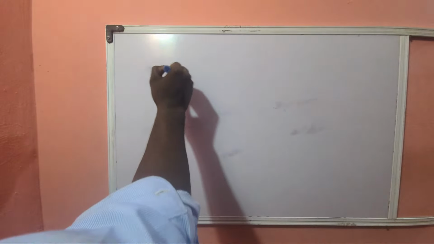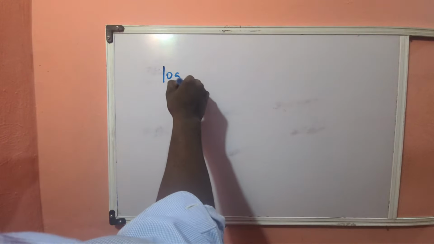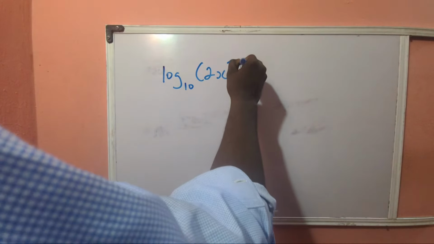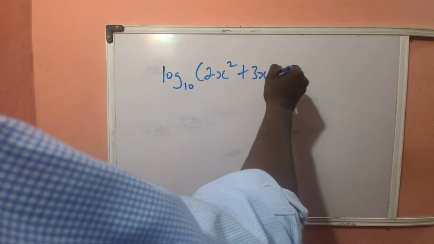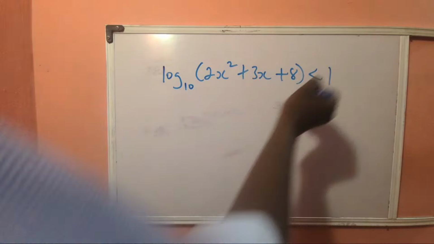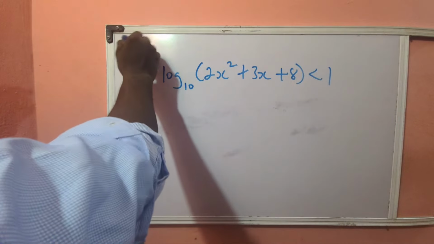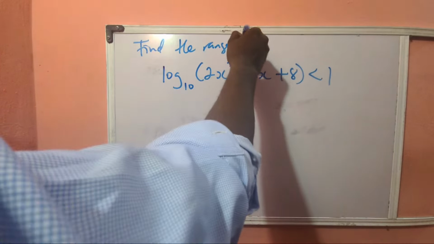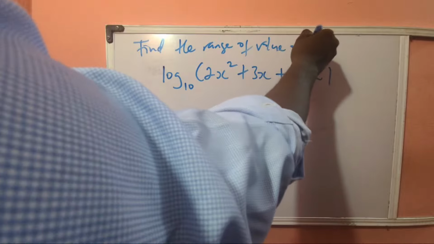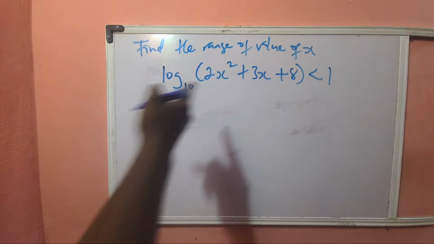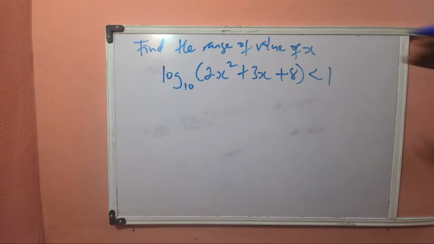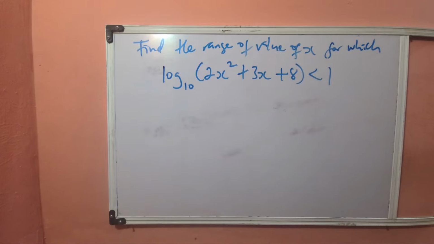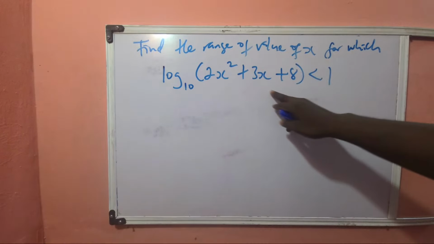So you are given this question: log 10 of 2x squared plus 3x plus 8 is less than 1. So we are told to find the range of values of x for which log 10 of this is less than 1.